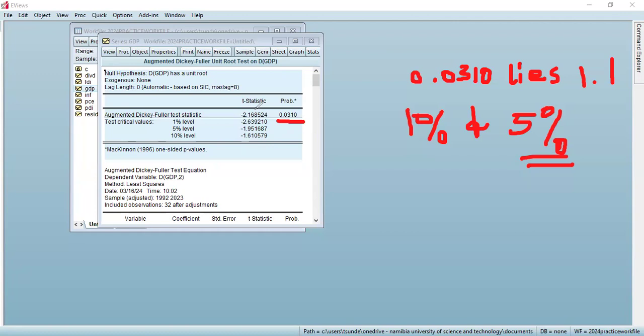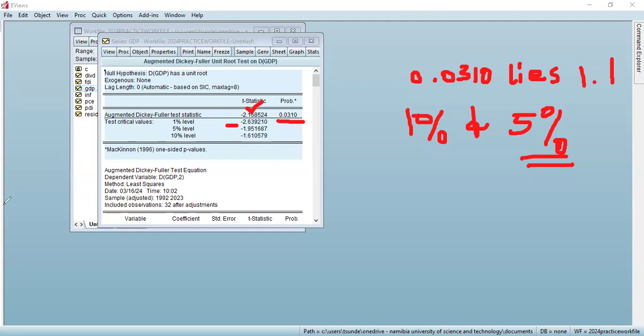Now, if you use this test statistic, 2.16 lies between the critical values: 2.6 is greater than 2.16 and 1.95 is smaller than 2.16. So it lies between 1% and 5%, which means your first difference of GDP is stationary at the 5% level of significance, because your calculated t value lies between the 5% and the 1% critical values. I hope that is making everything clear.